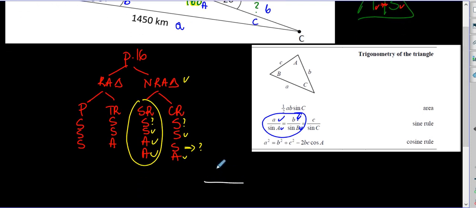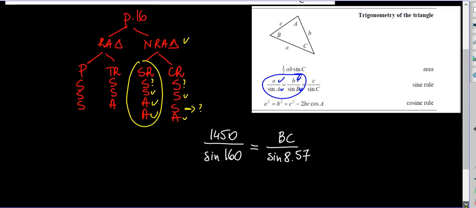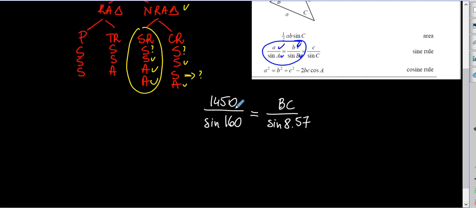So 1450 divided by sin of A, which is 160, equals BC, that's what we are looking for, over sin of B, and sin of B is 8.57. Now, fraction equals fraction, how do we solve it? We can cross multiply, or look at it a different way. I want BC, that should be B, not D, on its own on the other side. So the denominator has to go.